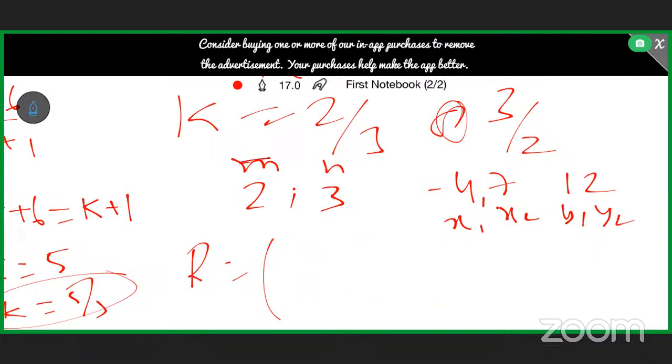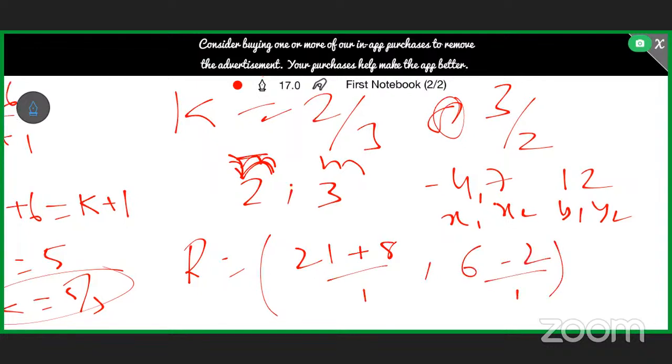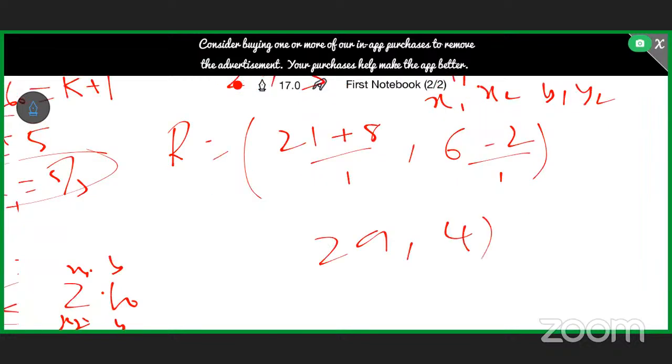Here take the highest value as m and the other as n. So there also I made the same mistake. So 3 is m and 2 is n. Therefore it becomes 3 7s are 21, 4 2s are 8, plus 8 by 3 minus 2 is 1. It becomes 6 minus 2 by 1, so 29 by 4. Do you understand?